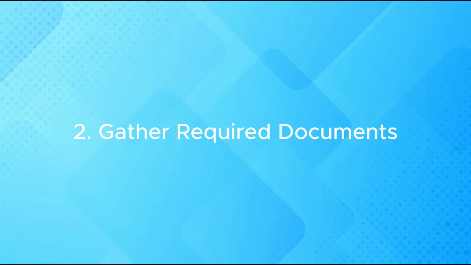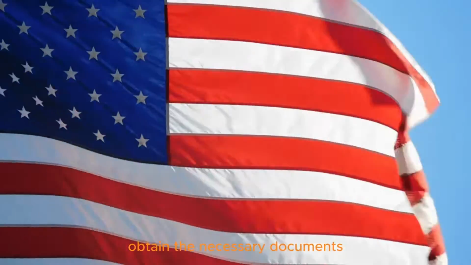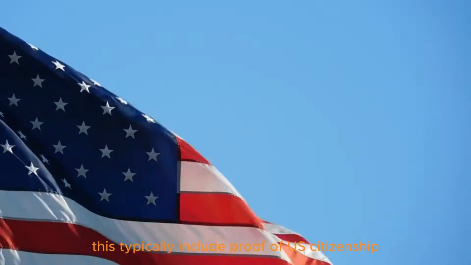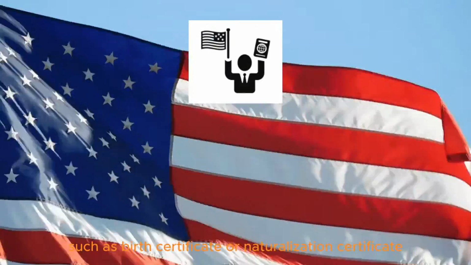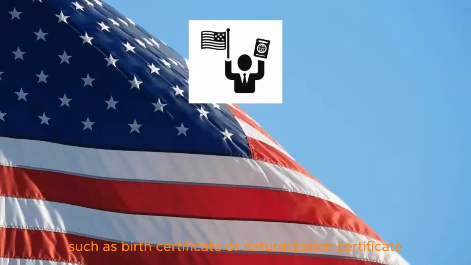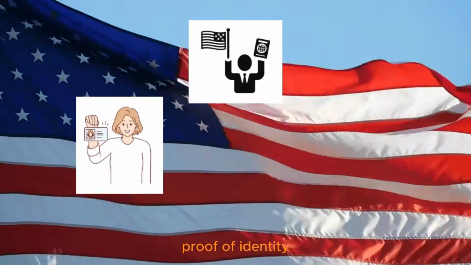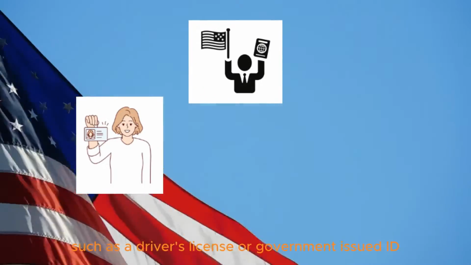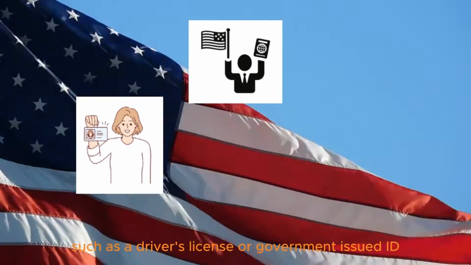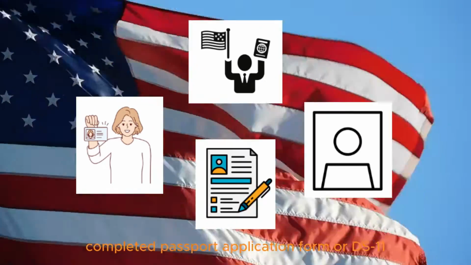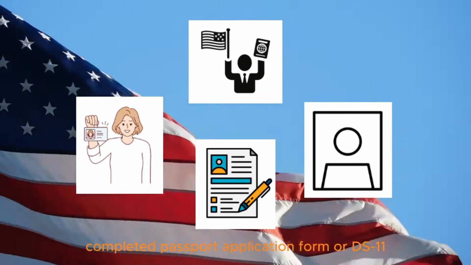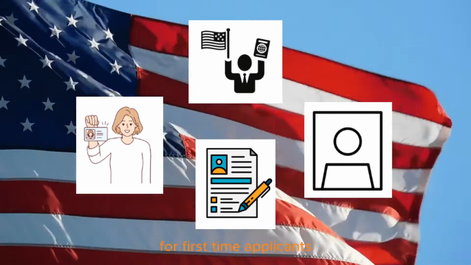Number 2. Gather required documents. Obtain the necessary documents for your passport application. These typically include proof of U.S. citizenship, such as a birth certificate or naturalization certificate, proof of identity, such as a driver's license or government-issued ID, a recent passport photo, and a completed passport application form, Form DS-11 for first-time applicants.